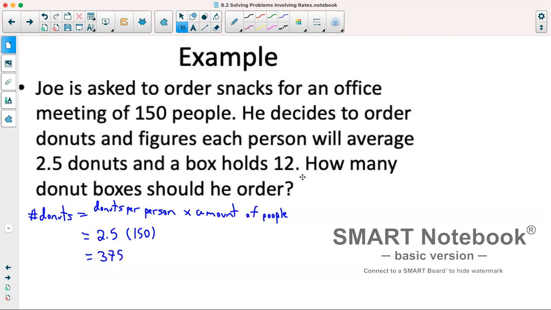Now we're told a box only holds 12. So what we'll do is we'll take that 375 and divide it by 12. And that will give us our number of boxes. Now that gives us 31.25. Because of the scenario, we'll round up, or else we would be short a donut or two for some of the staff members.